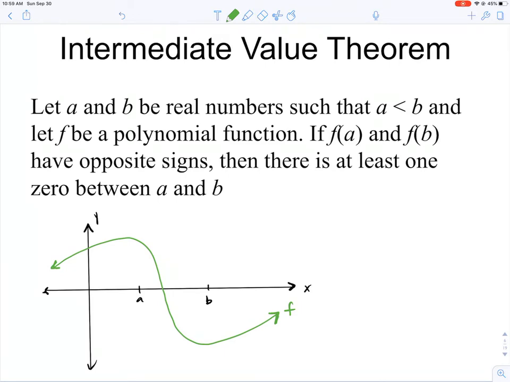If f of a and f of b have opposite signs, then there is at least 1 zero between a and b. So let's think about what this means. This point on f would be the point a comma f of a, where the y value over here would be f of a. This point would be b comma f of b.